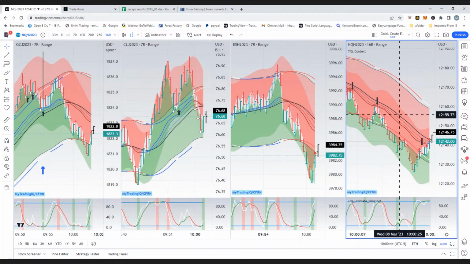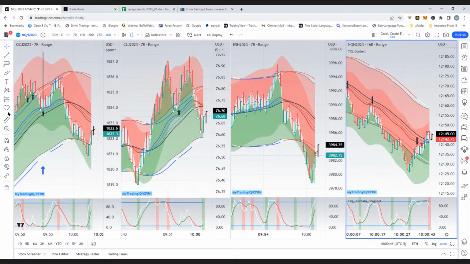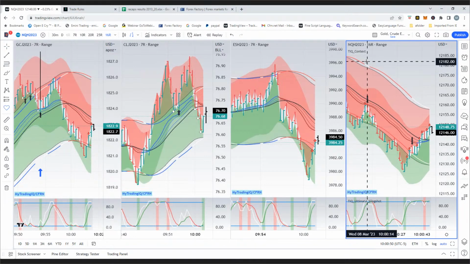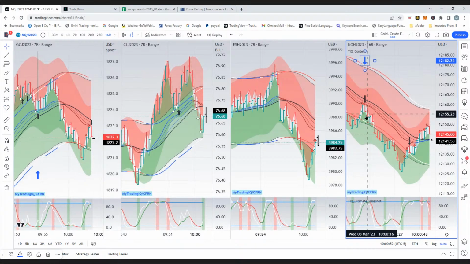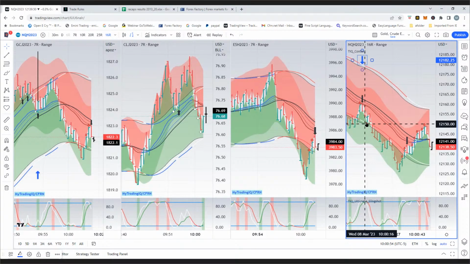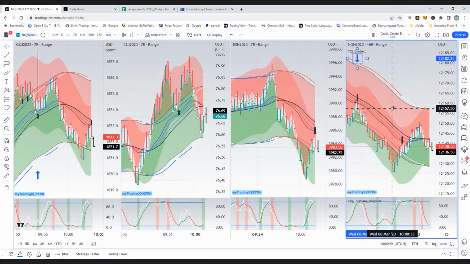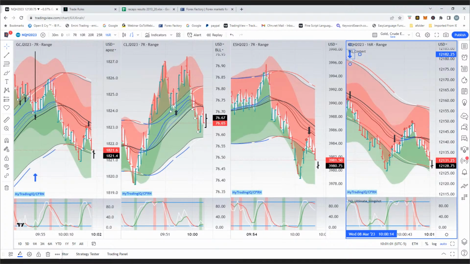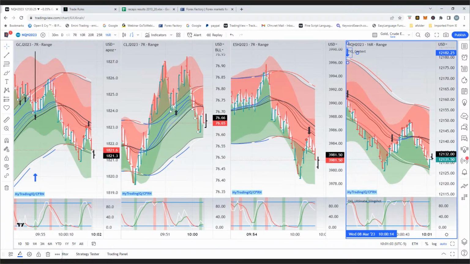And that was right here. Somewhere in here is where I shorted that. Yeah, I was trying to get it from up here. Maybe I got that much slippage, but it's possible. And those were points, not ticks.